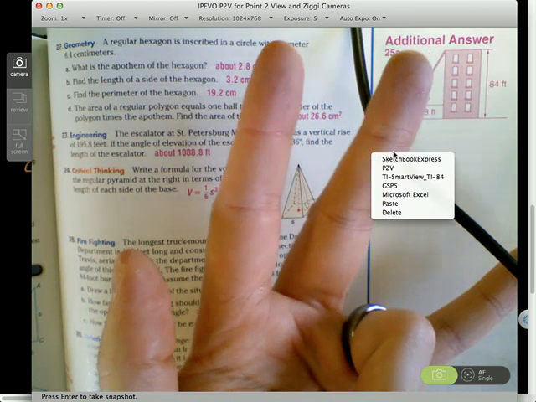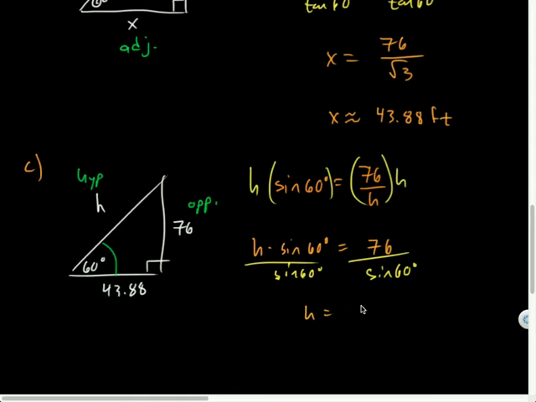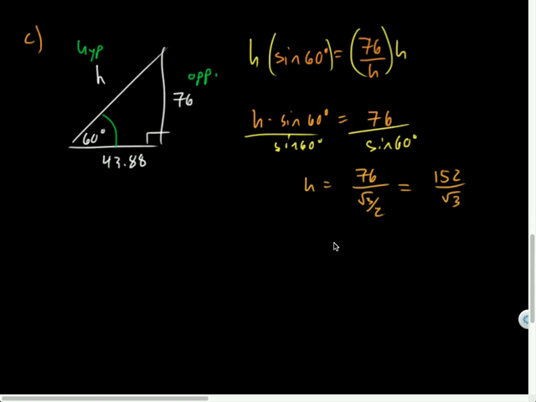Square root of 3 divided by 2, right? So that's the same as 76 divided by the square root of 3 over 2. If I multiply by the reciprocal of this fraction, 76 times 2 is 152, divided by the square root of 3. That would be an exact value.